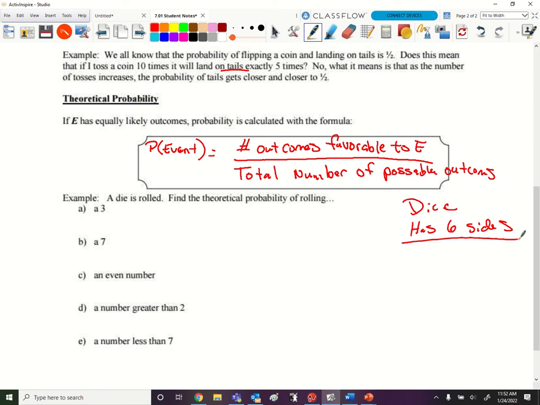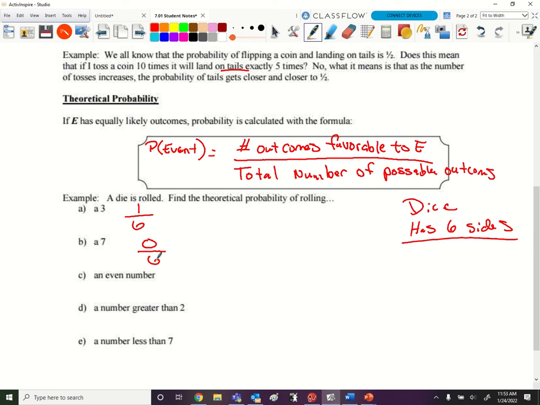But this one right here, on a dice, there's only 1 three. So there is one number 3 out of 6 sides. So that's a probability of 1/6, or as a decimal, you can figure out the decimal by dividing that out. The next one, a 7. You only have 6 sides, so that means there are no 7s on one dice, so 0 out of 6. There's no chance of rolling a number 7 on that one.